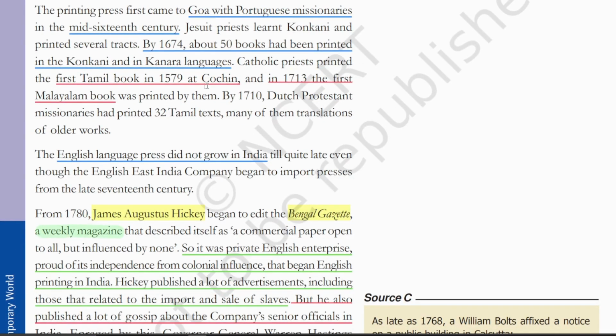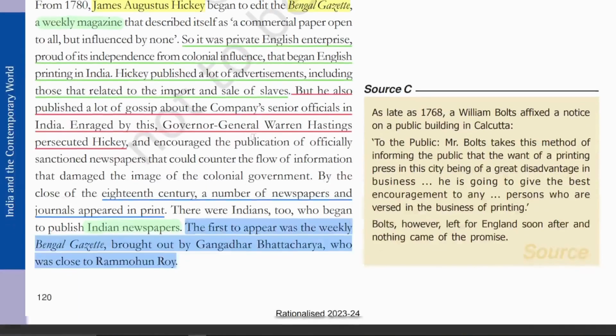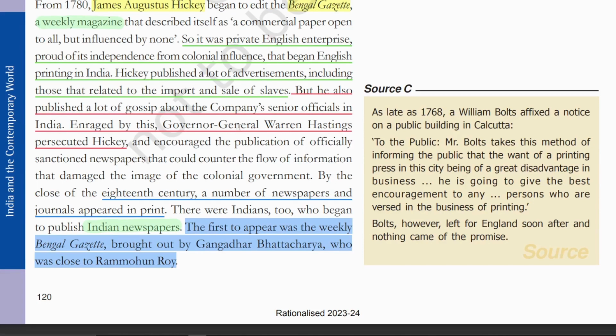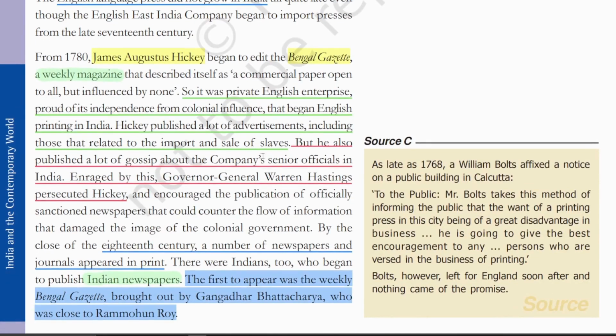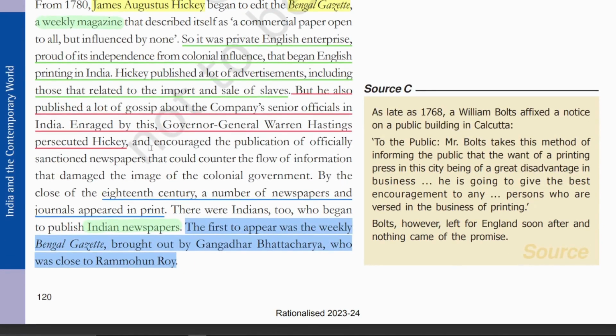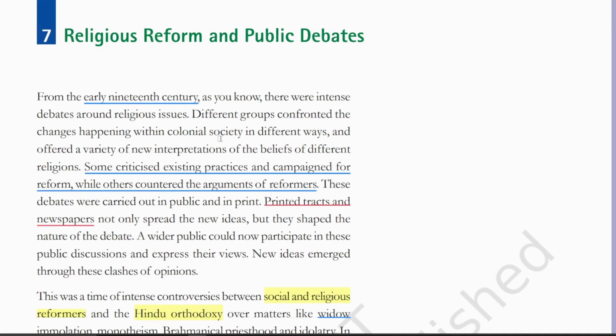So they said print was not needed. But later, people realized, oh wait, print is very easy. And that's how they got print into India. These underlined points are very important. Please do go through them. You don't have to read the whole text, but still go through these points before your exam. Trust me, you will ace your exam if you go through all these points.